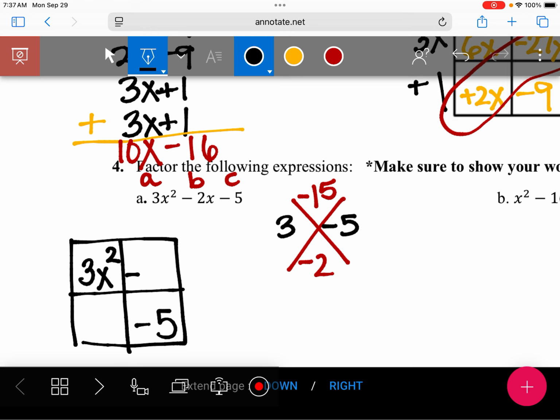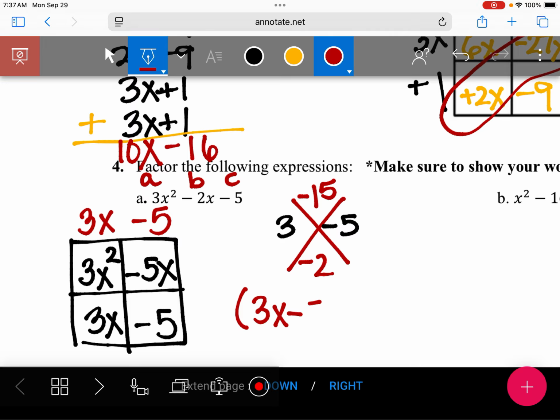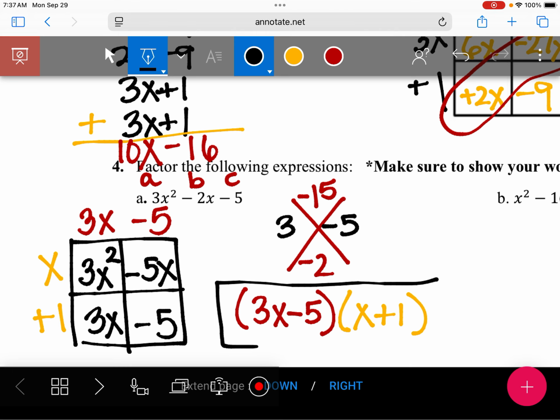So we're going to put the negative 5x in one square and 3x in the other. And then we just go 2 squares at a time, and we take out our GCF. So for the first one, I can take out a 3x, and this is a negative 5. So that would be my first factor. The top row, I could take out an x, and the second row, a plus 1. So that would be x plus 1. And that is number 4A.